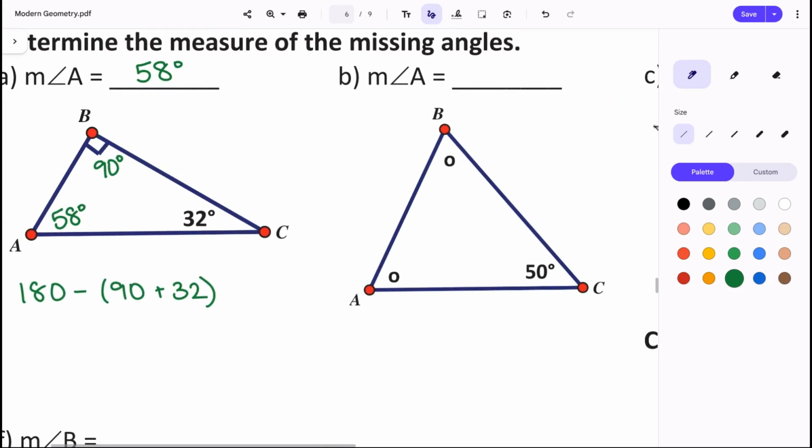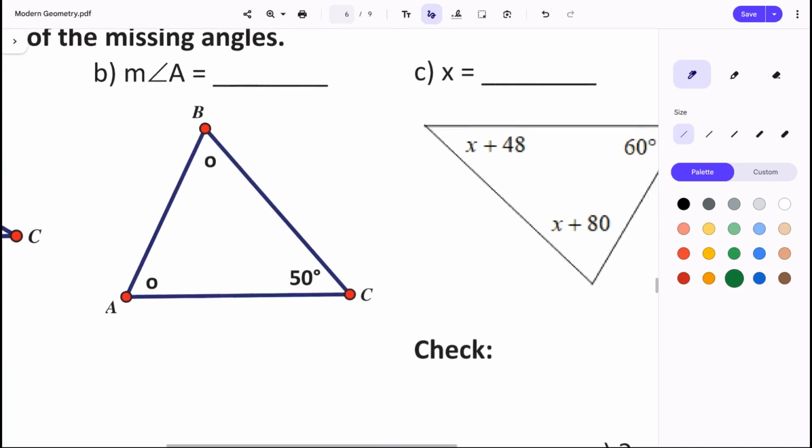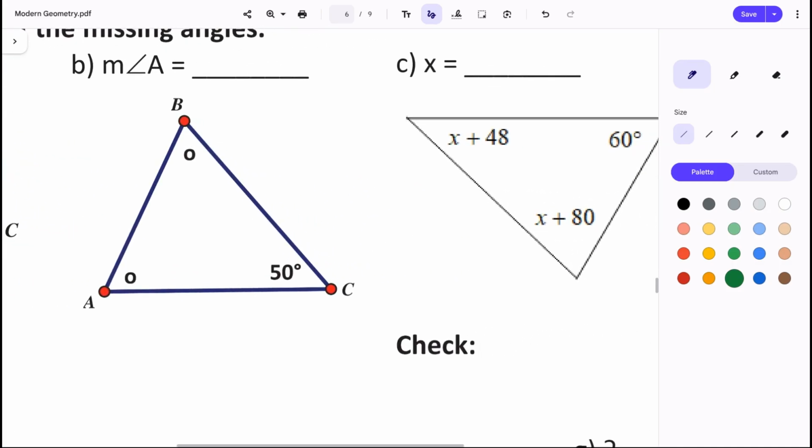What are those little circles trying to tell you? That they're the same. So A and B in this picture are the same measure. You know how much C is. C is 50. I just want to know how much angle B is. I'm sorry, angle A. How do I do it?